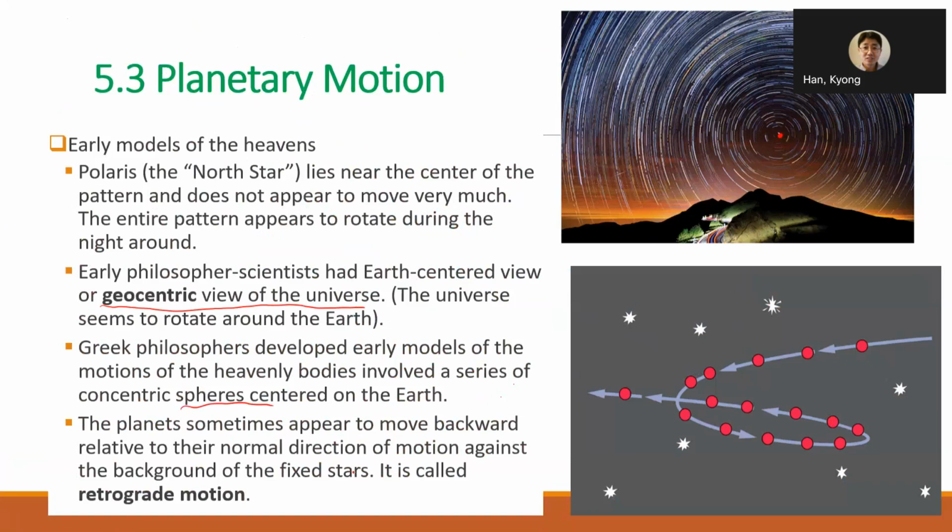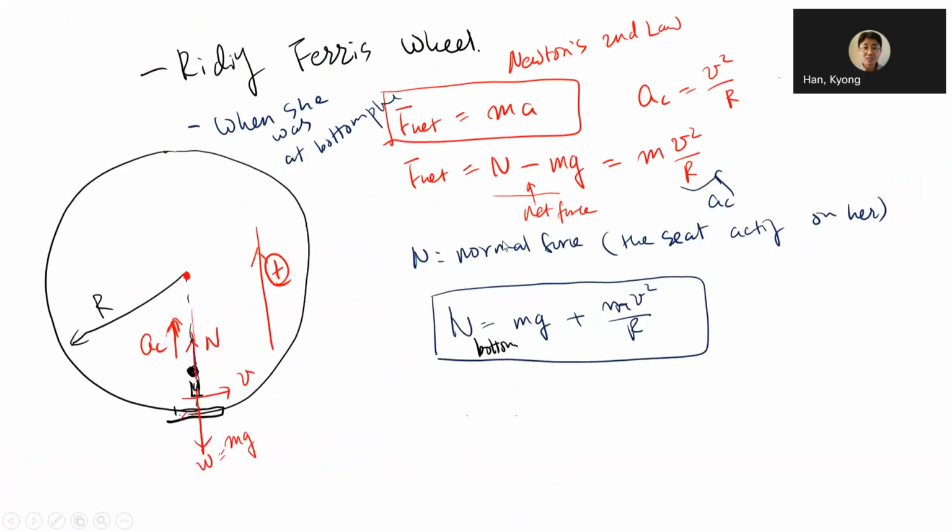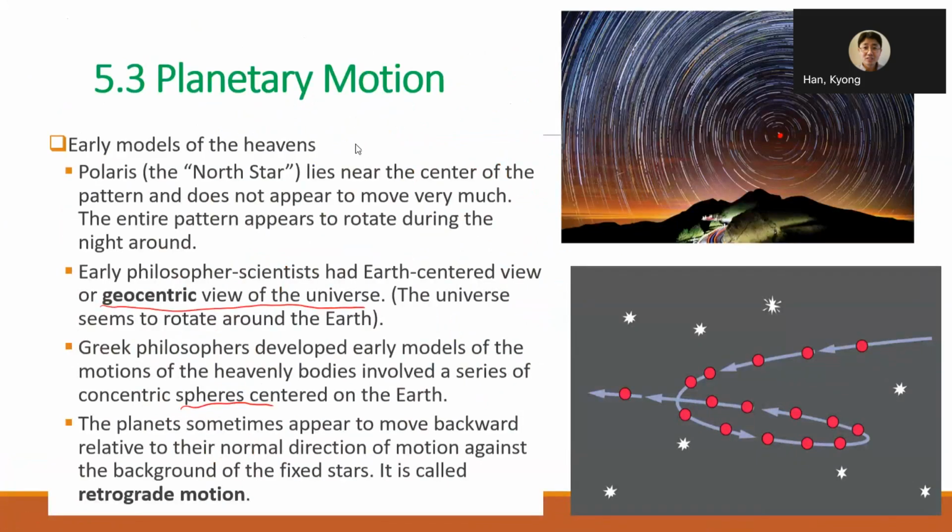Then the planets sometimes appear to move backward. 5.3 planetary motion.